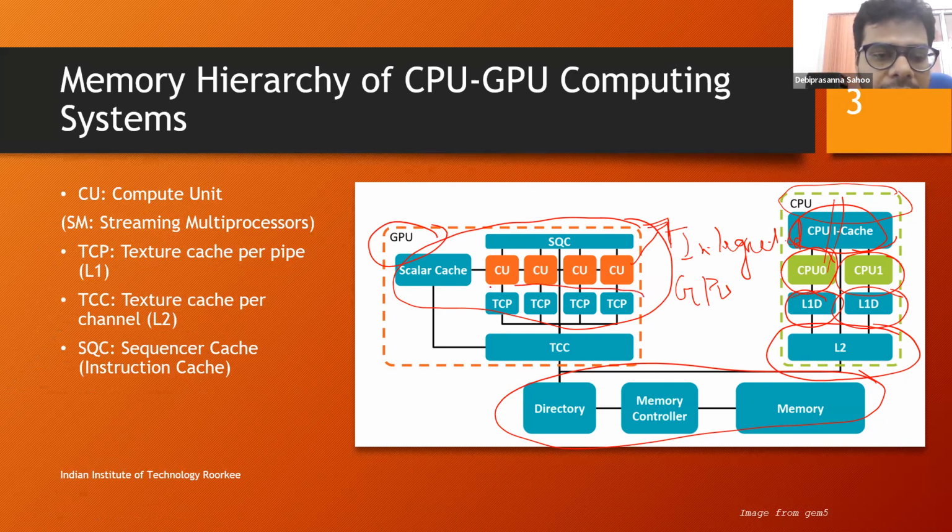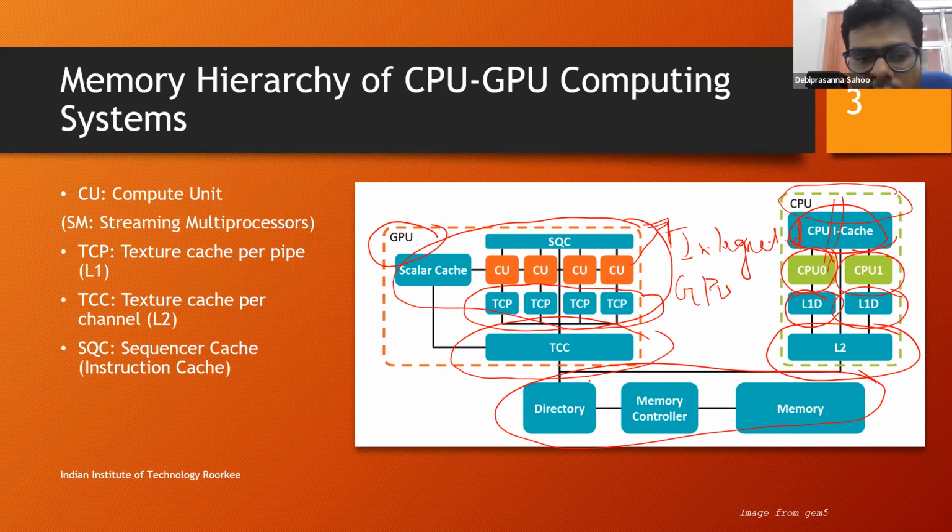And then the L1 cache of the GPU, which is otherwise known as the texture cache per pipeline. And then there is a texture cache per channel. Why do they name it per channel? It is because they are mostly memory side caches. I mean, the cache is connected to the memory side. The addressing is done via the channel number, and they are kind of distributed. So the L2 cache on the GPU side is a distributed memory side cache. So it is termed as texture cache per channel.